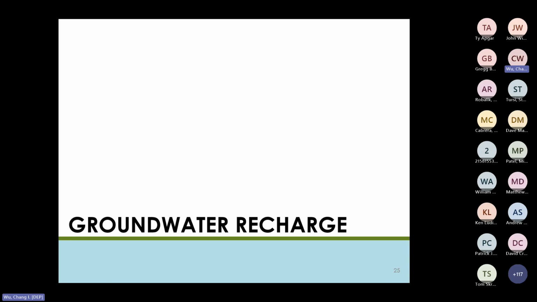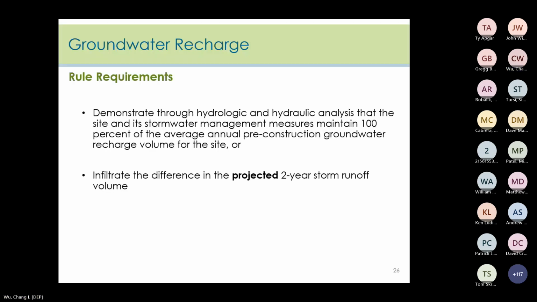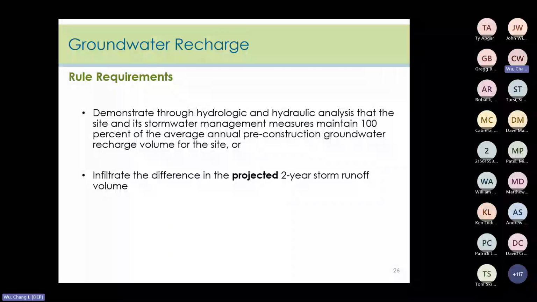So the next topic is groundwater recharge. And here are the rule requirements. The first one is to demonstrate through hydrological and hydraulic analysis that the stormwater management measure maintains 100% of the average annual pre-construction groundwater recharge volume on the site, or infiltrates the difference in the projected 2-year storm runoff volume.